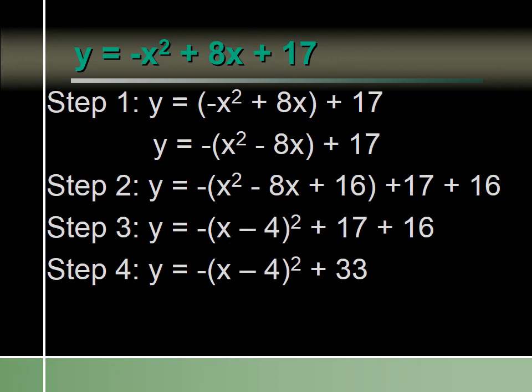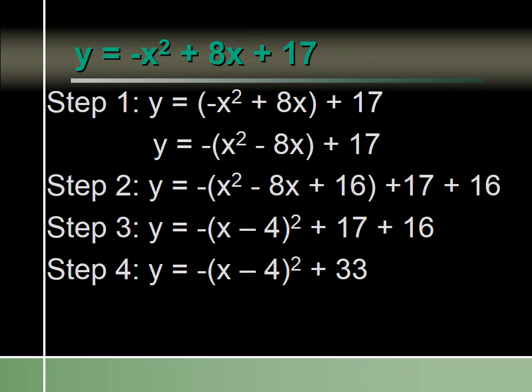All right, let's do another example. So in this example, I have y is equal to negative x squared plus 8x, or sorry, plus 17. And you might think, well, this looks pretty easy. However, this has a leading coefficient. It has a leading coefficient of negative 1. Remember, that's an invisible 1 right there. So we have a leading coefficient of negative 1, which means that we have to use our special steps now.